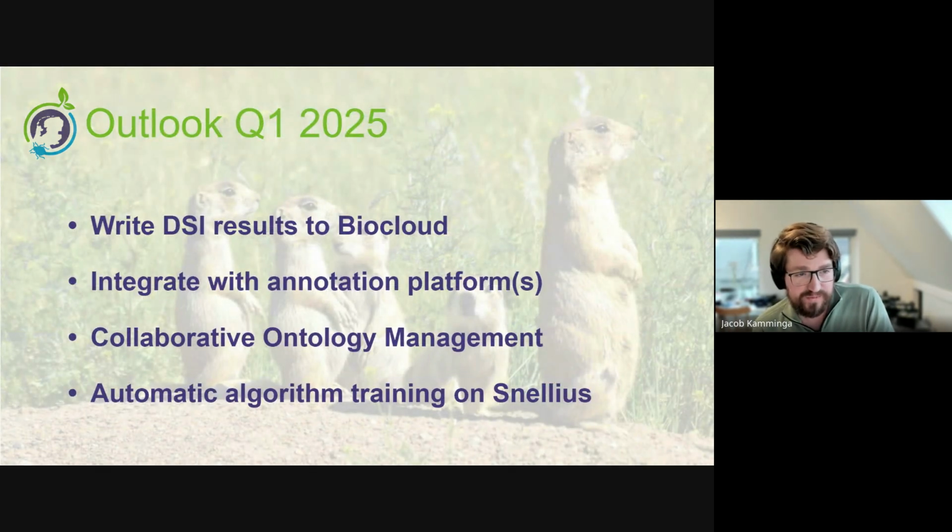So our outlook for next year, we will start writing DSI results to BioCloud. A lot of preparation has been done for this. So I think early next year, we will actually complete the circle. Like I said, we will integrate annotation platforms, work on the collaborative ontology management, and something I have not talked about today: next year we also will start demonstrating that we can update our algorithms. Because why have training data when you're not using it to improve your AI, right? So we are already connected to Snellius, and next year we want to really start using it where it's built for, and that is to update our AI.